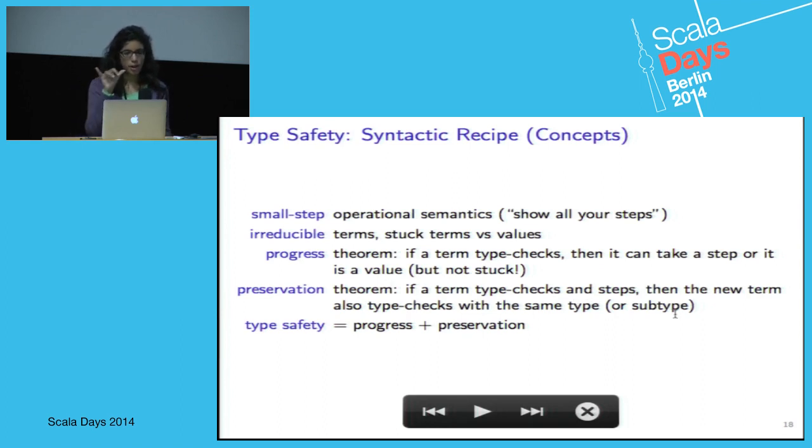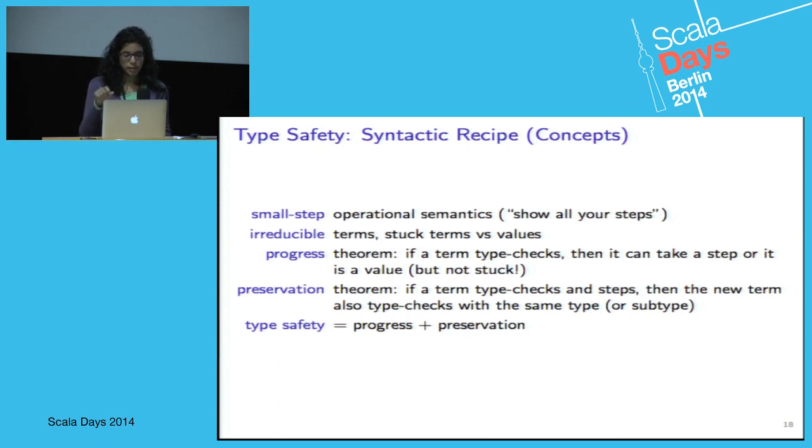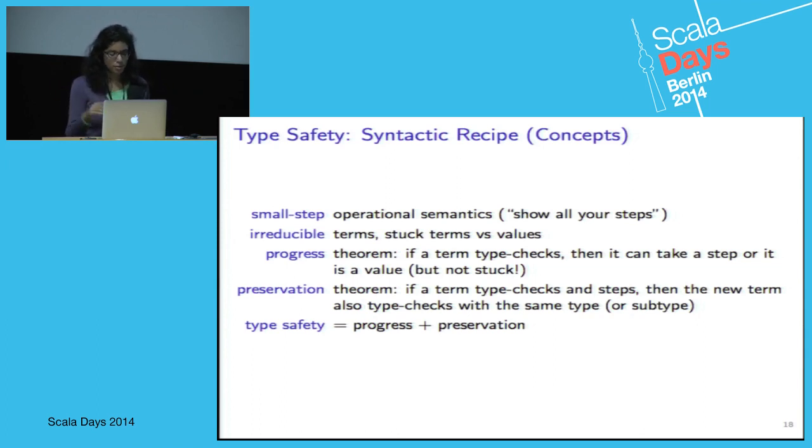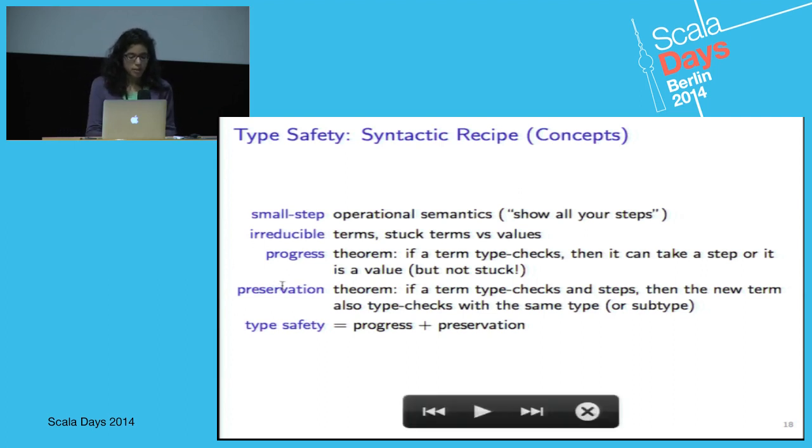So the idea is that if you have a complex expression, then by applying progress, you know that it can take a step or it's a value, and then by applying preservation, you can iterate and say, okay, I know that the new term type checks, and I can apply progress again and preservation. By putting these two things together, we can prove type safety, and it's nice to have them divided in this way for the purpose of the proof.